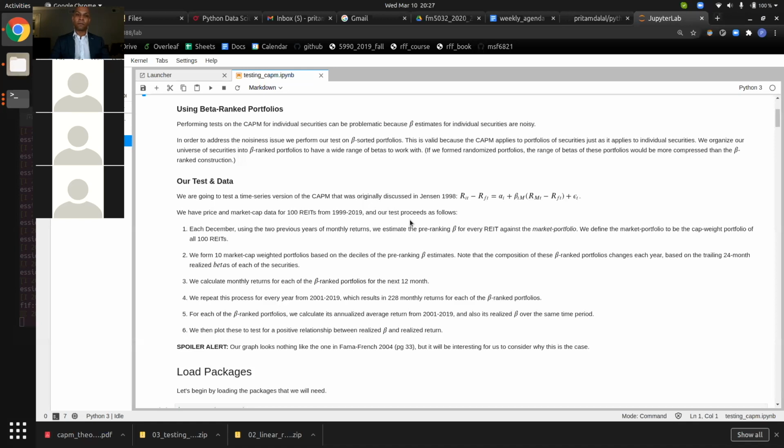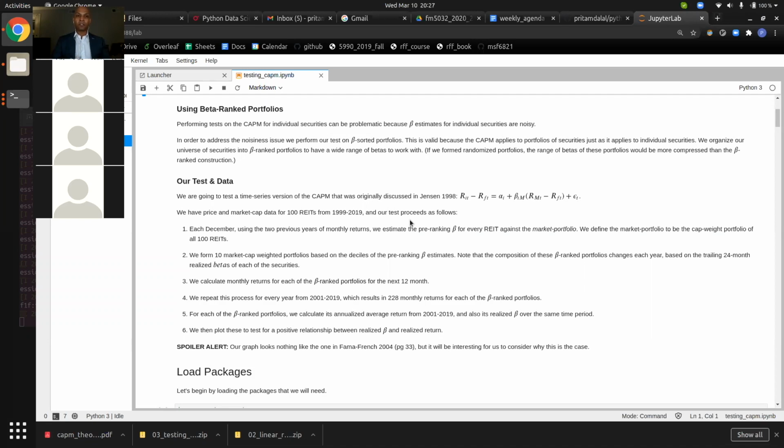We're going to organize our universe of securities into beta rank portfolios because that's going to give us the widest range of betas to work with. For example, if we just randomly generated portfolios, then the range of realized betas that we would see in our analysis would be compressed, because you'd have high beta stocks combined with low beta stocks, or REITs in our case, and all those betas would sort of average out.